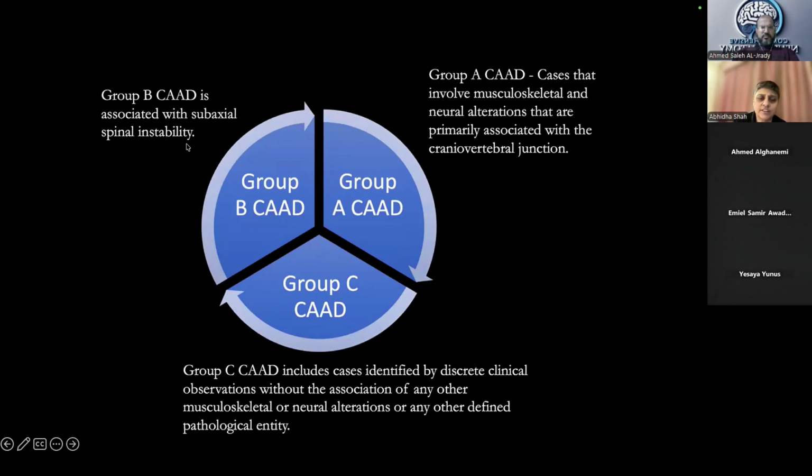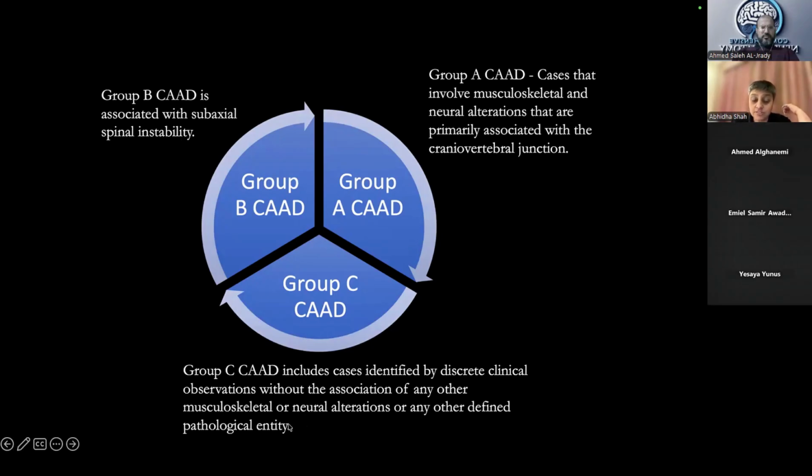We have divided central atlantoaxial instability into 3 types. This one is group A, where there are musculoskeletal and neural alterations that are primarily associated with the craniovertebral junction. Group B is when there is associated subaxial spinal instability.